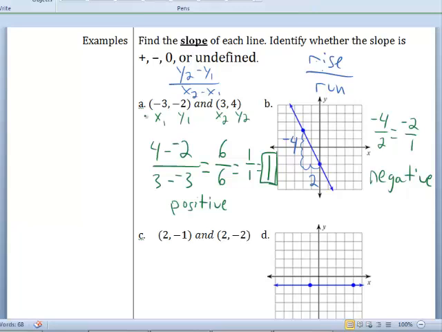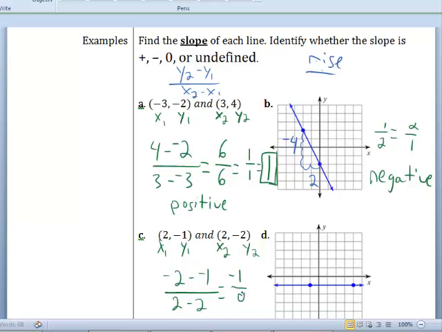All right, example C, I've got two coordinates again. So I've got my x1, y1, I've got x2, y2. So subtract the y's, I've got -2 minus a -1 over, I've got 2 minus 2. All right, -2 minus a -1 is like -2 plus 1, that's -1. And then 2 minus 2 is 0.